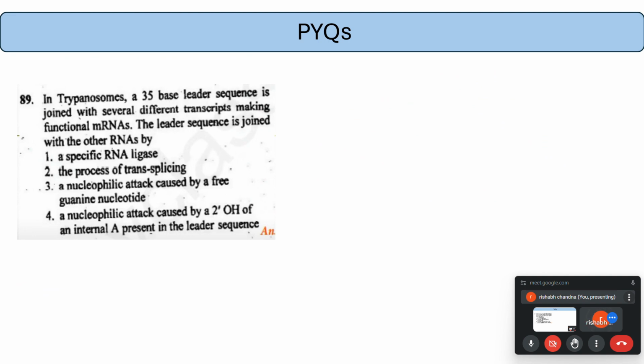The next question: in trypanosome, a 35 base leader sequence is joined with several different transcripts, making functional mRNAs. The leader sequence is joined with the other RNAs by a specific RNA ligase, the process of trans-splicing, a nucleophilic attack caused by a pre-guanine nucleotide, and a nucleophilic attack caused by the 2' OH of the internal A present in the leader sequence. So we have discussed this before also. In trypanosomes, we have a process called trans-splicing.